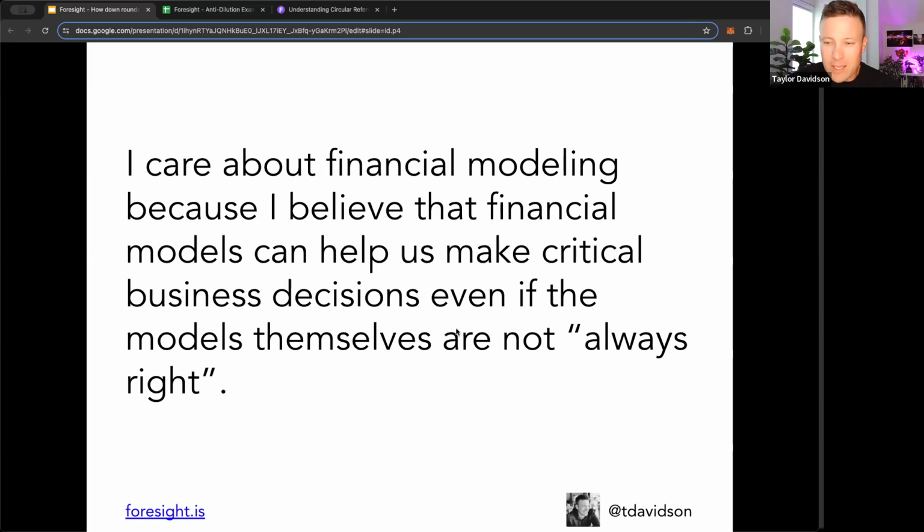I care more about the analysis that we use a model for than the artifact of a model itself. But I do tend to think about the actual model structure as well.